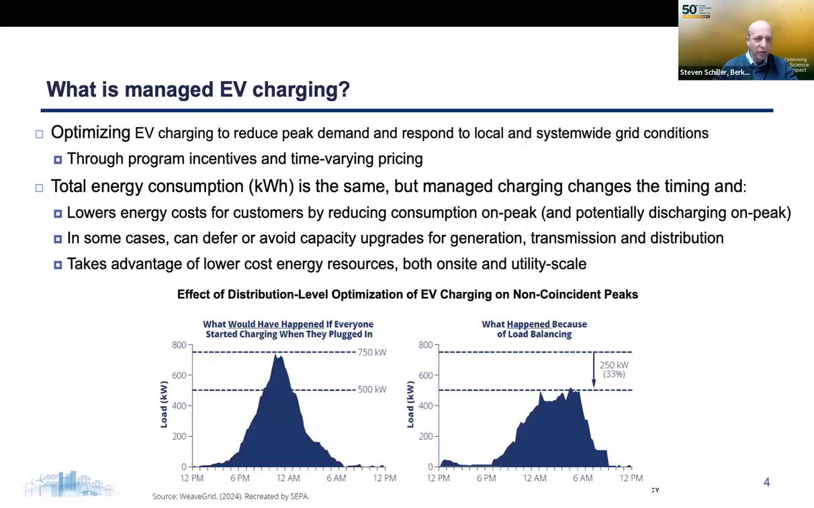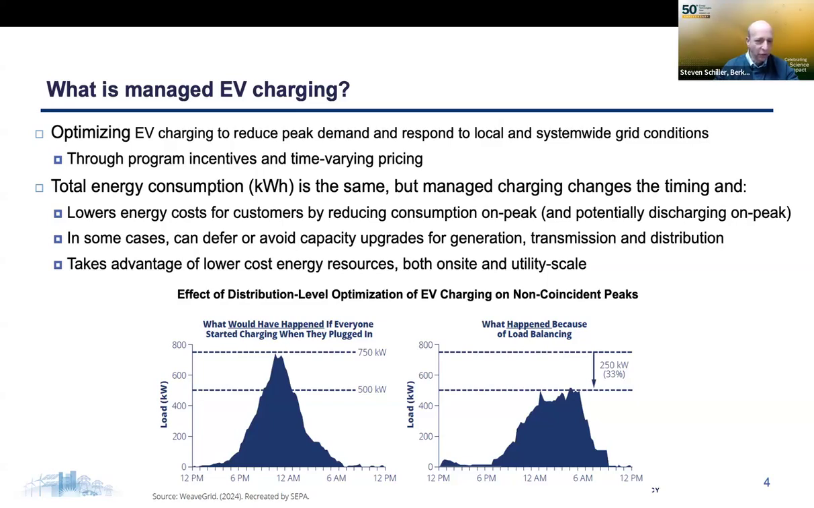So background, managed EV charging. The idea here with electric vehicles is you might be interested in having a program that, instead of just having consumers charge their vehicles whenever they can or want or feel like it, you want to optimize that to support grid effectiveness and efficiency by reducing peak demand or responding to local or system-wide grid conditions. So you might provide incentives or various pricing mechanisms. The idea here is that the total energy consumption is the same. They're going to be charging their vehicles, but by managing it, you're changing the timing.